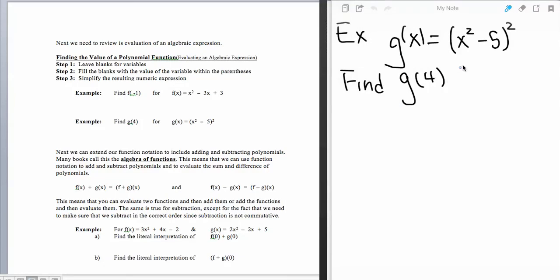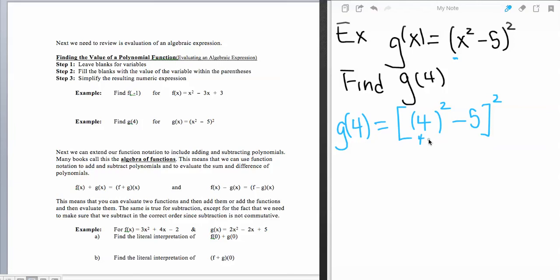So g of x this time looks like x squared minus 5 quantity squared, and we're going to find g of 4. So what this means is that we're going to have to upgrade our parentheses that already exist here to brackets so that I can put a parenthesis in for the x, quantity squared. Well, the x is 4, so I'll put that in. Minus 5 in brackets, and then squared.